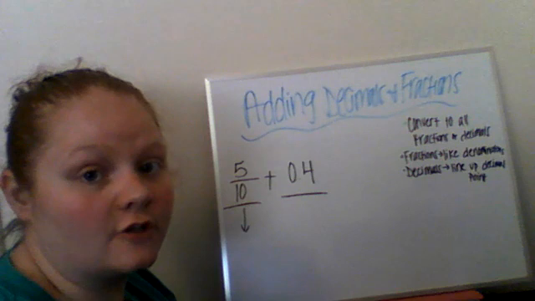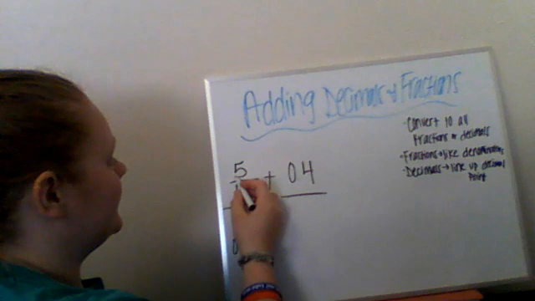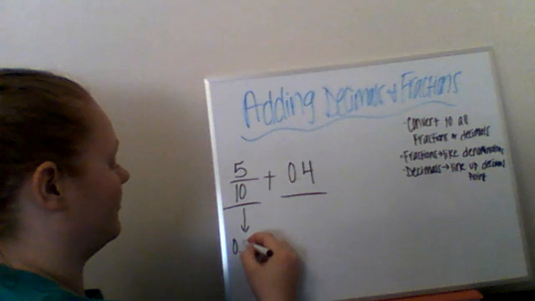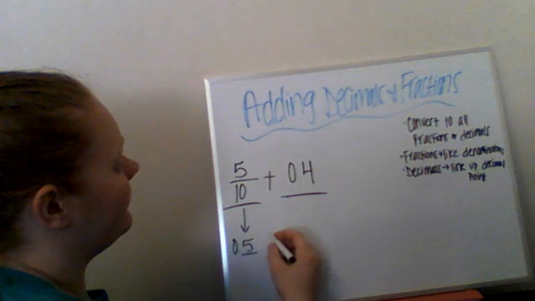So what it's going to look like, I'm going to have a value after the decimal point, because this number right here will be my tenths. 5 is in the numerator, which means that's going to be my number that's in this place value. So I'm going to put a 5 right here. So 0.5 is the same thing as 5/10 written as a decimal or a fraction. Okay, so now I'm going to take this 0.5 and I'm going to add 0.4.